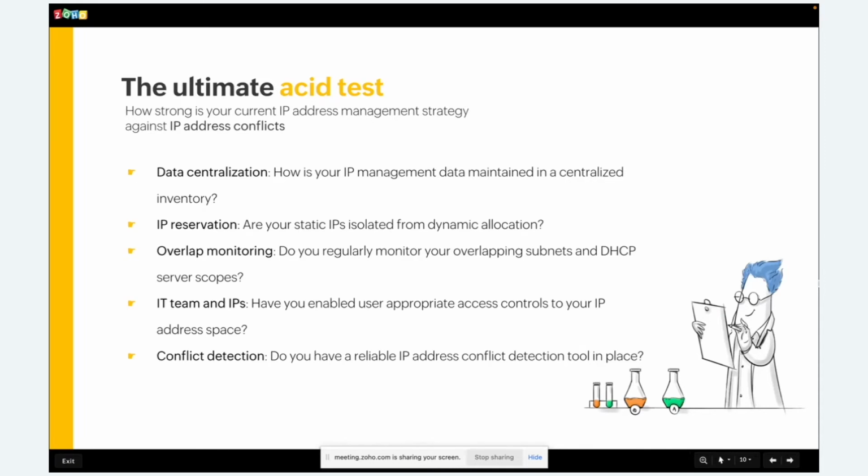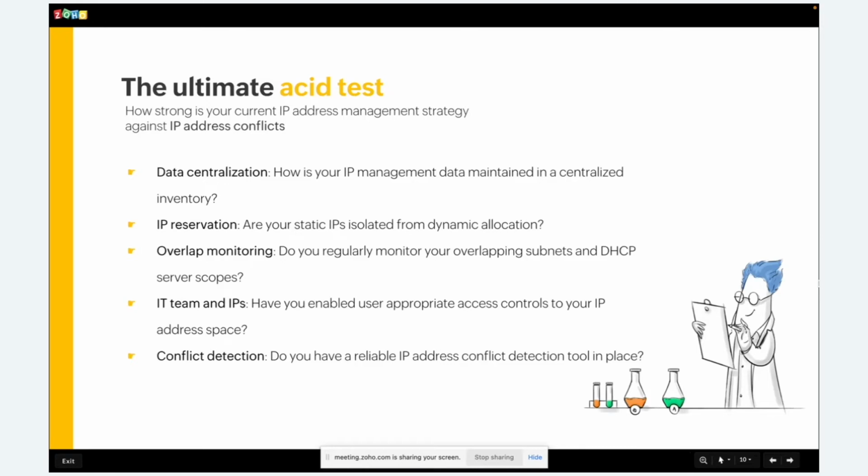Now, my second question, IP reservation. Do you have an IPAM tool that gives you the capability to mark your statically allocated IPs and exclude them from dynamic allocation? Does your IPAM strategy do that? Now, my third question, overlap monitoring. How do you monitor the overlapped IPs in your overlapping subnets and in your overlapping DHCP scopes? Do you have any part of your IPAM strategy that helps you to monitor these IP overlaps?